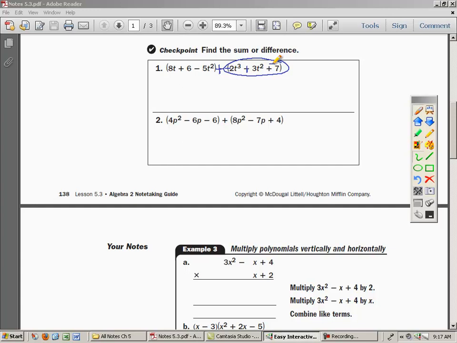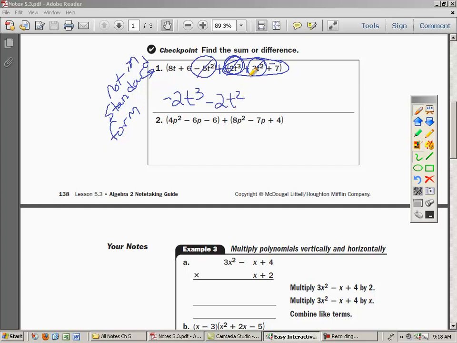Now, pay special attention because the first one is not in standard form. Remember, standard form says the polynomial has decreasing exponents as we go from left to right. This one is not. So the only t to the third term in the entire thing is right there. This is negative 2t cubed. Cross it off. Now let's go to t squared. So here's a negative 5t squared and a positive 3t squared, which becomes negative 2t squared.